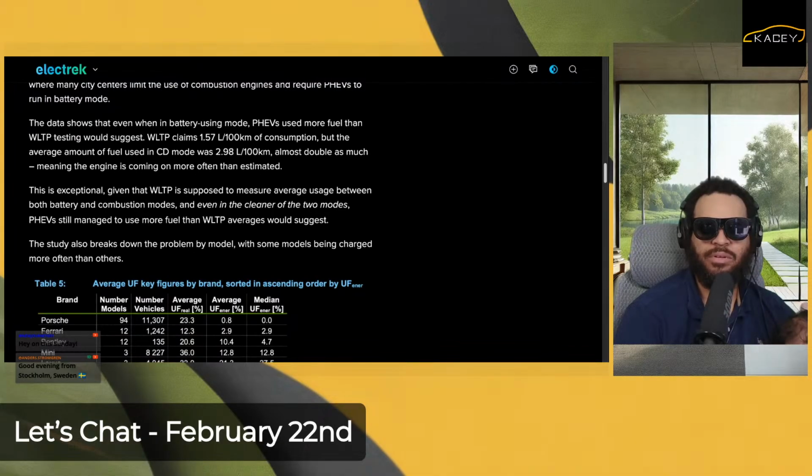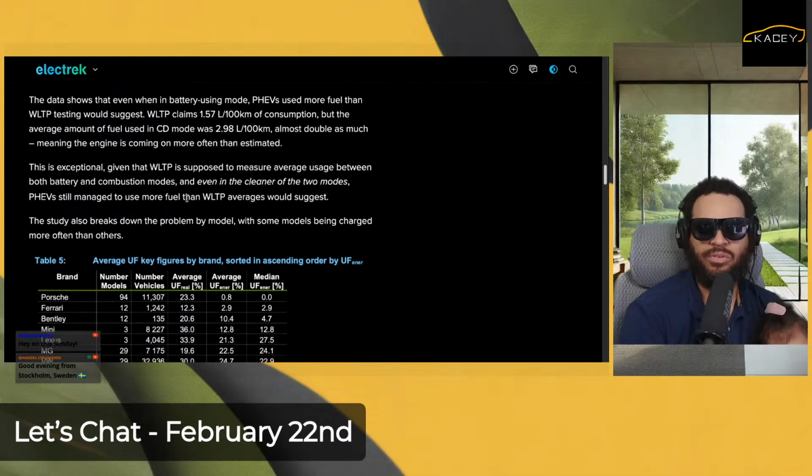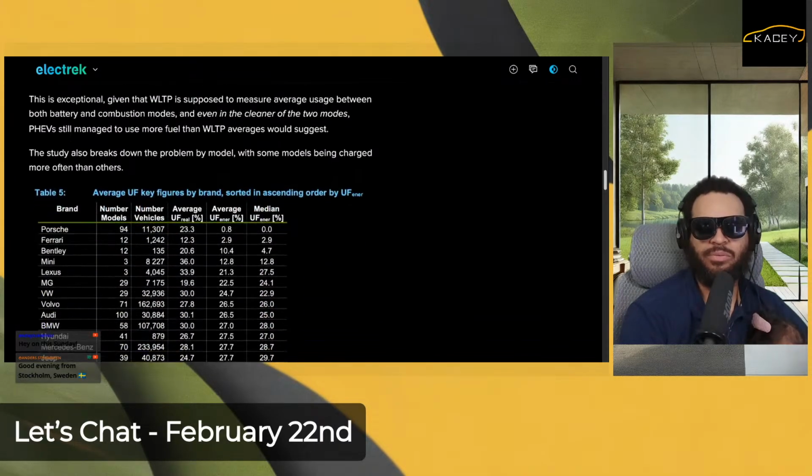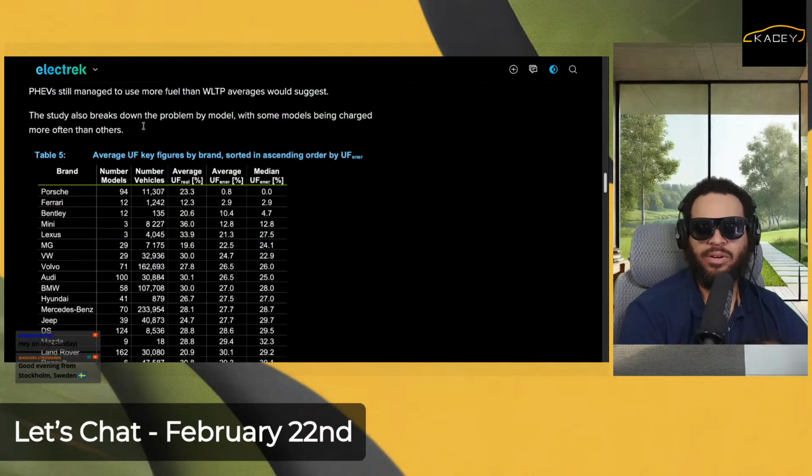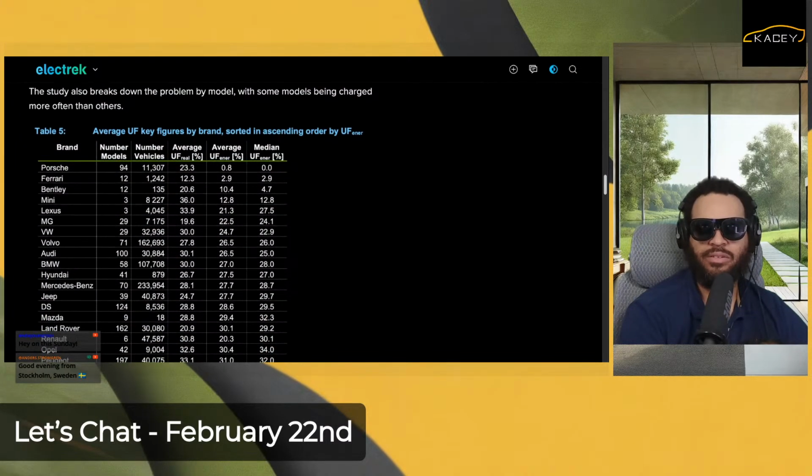It's supposed to measure average usage between battery and combustion modes, and even in the cleaner of the two modes, PHEVs still manage to use more fuel than the WLTP averages would suggest. The study also breaks down the problem model by model, with some models being charged more often than others.